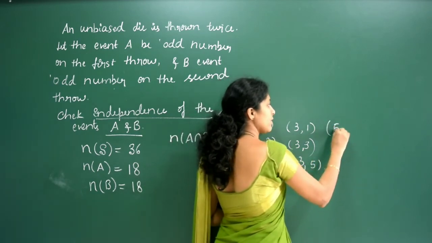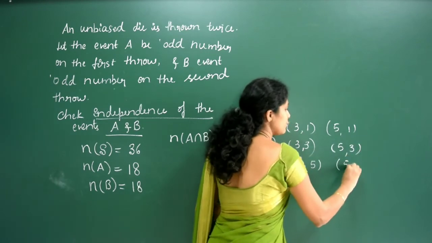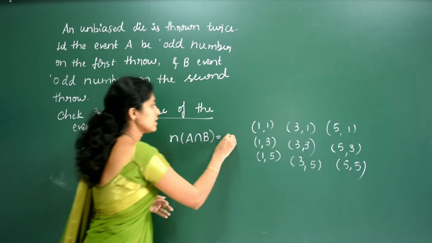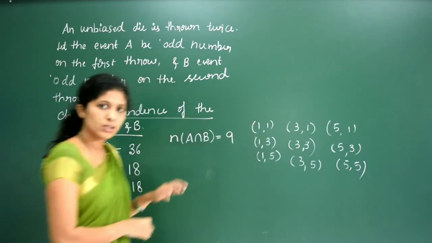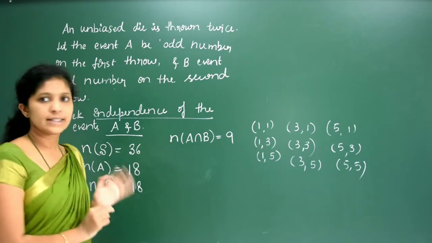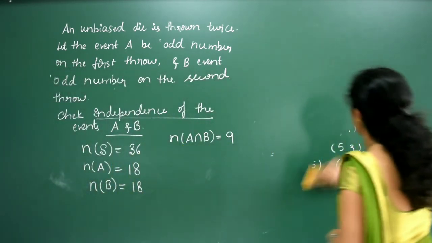Next, 5 and 1 is possible. 5 and 3 is possible. And 5 and 5. So in total 3, 6, 9 elements will be there, right? Or else you list all the elements of set A, then list set B, then find the intersection of those. Okay. Now we'll find the probability.